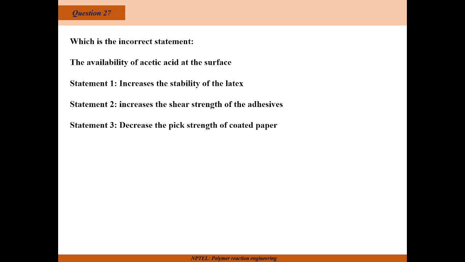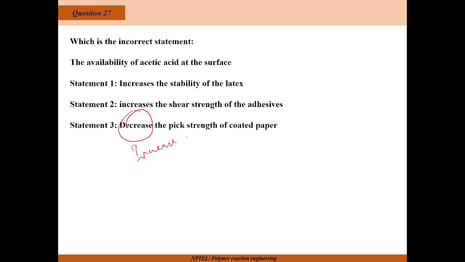All the statements are correct. No, statement 3 is not correct. So actually it will also increase the pitch strength. It should be increase, it's not decrease.